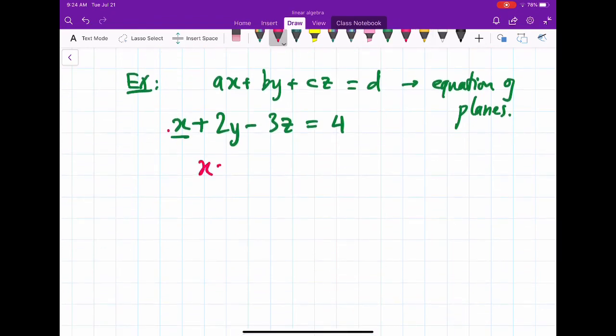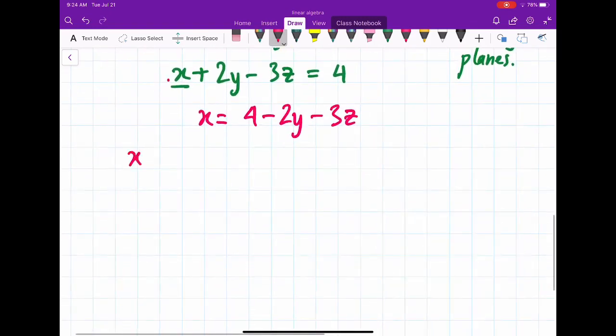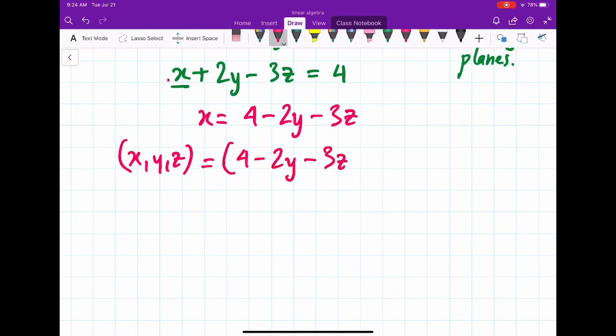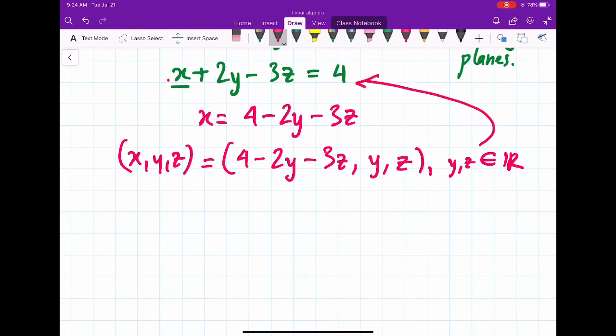I have x equals 4 minus 2y minus 3z. Okay, all points (x, y, z) on this plane can be rewritten in the form (4 minus 2y minus 3z, y, z). And then here I have y and z. You see that? So actually this is already the general form of the solution of this equation, or the general form of points on this plane.